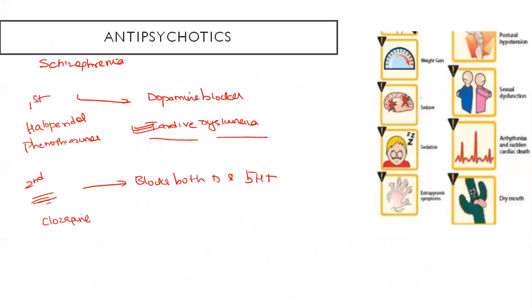Now we studied about antipsychotics. There are first generation antipsychotics and second generation antipsychotics. Antipsychotics are used in patients suffering with schizophrenia. First generation antipsychotics block only dopamine, and you can see side effects like tardive dyskinesia. In order to get rid of this tardive dyskinesia, second generation drugs block both dopamine and serotonin, and we can see that there is no stiffness of the joints. That is, tardive dyskinesia is not seen in such cases.